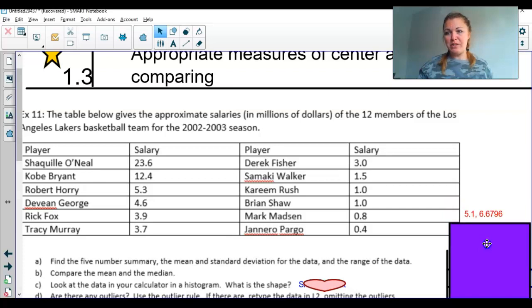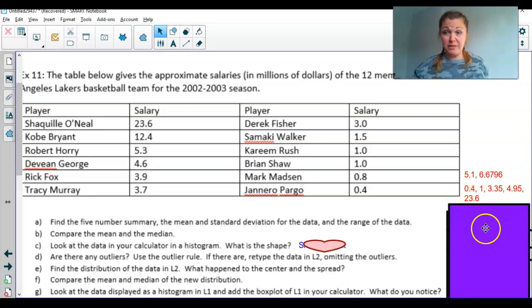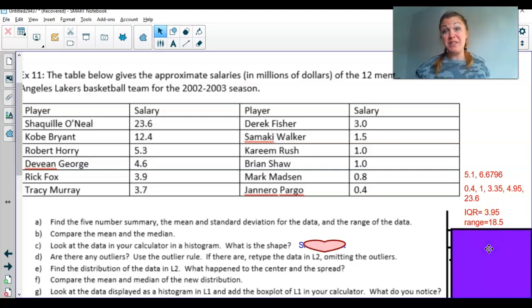Okay, when you did that, what you should have gotten was 5.1 for the mean, 6.6796 for the standard deviation, 0.4 for the min, 1 for quartile 1, 3.35 for the median, 4.95 for quartile 3, and 23.6 for the max. The IQR is 3.95. The range is 18.5. Okay, so that's the first thing we have. We need our data, and now we want to investigate what's more appropriate to report when talking about the measure of center. Okay, so part B says compare the mean and the median.